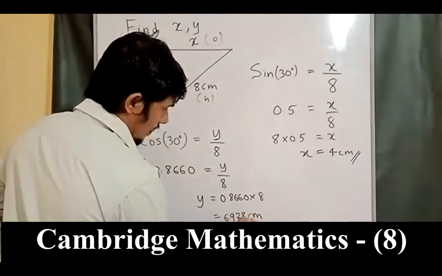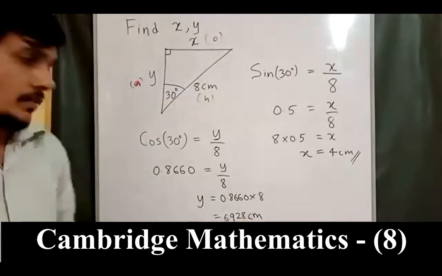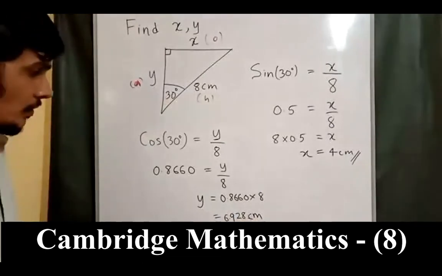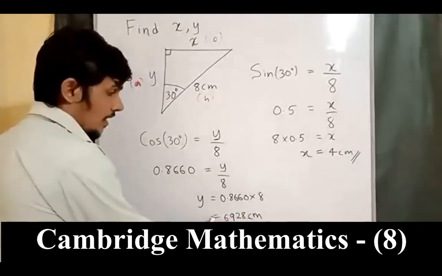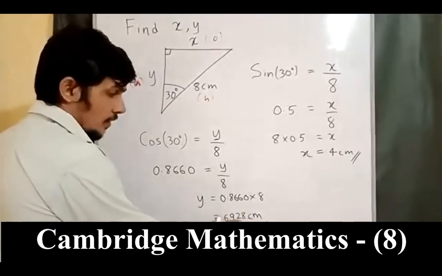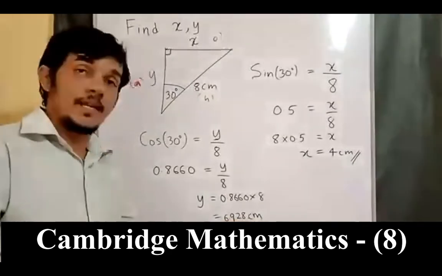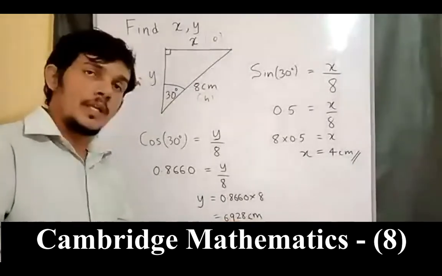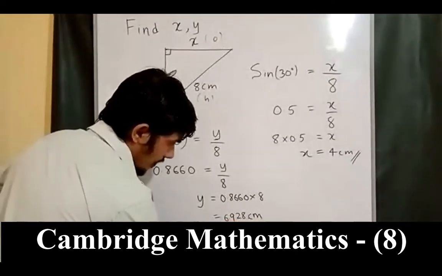So you can write it to three significant figures as the final answer. I believe you remember how to find it. This is my first significant figure, 6, 9 the second, 2 the third, but you can see the fourth one is 8. Therefore 2 will become 3, so 6.93 centimeters.